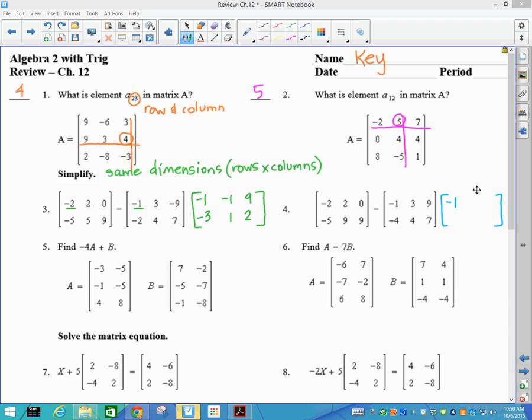Positive 2 minus 3 is negative 1. 0 minus 9 is negative 9. Negative 5 minus negative 4 is negative 1. 9 minus 4 is 5. Again, I'm just combining the corresponding elements. And 9 minus 7 is negative 2.